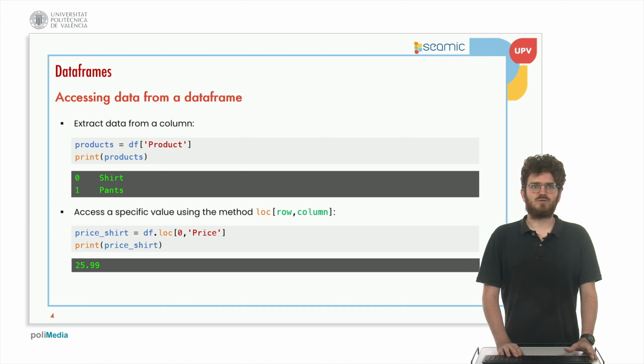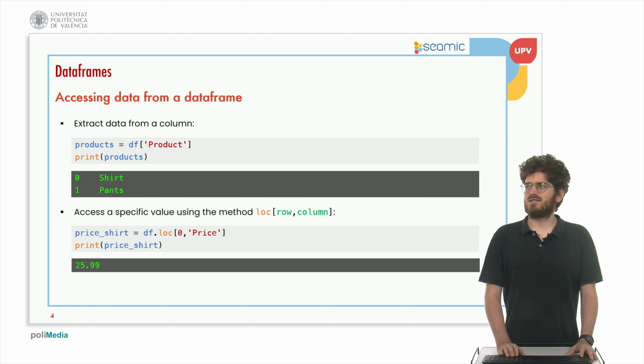We can perform many operations on the data frame, but the most important one is accessing our data. So we can use the name of the column to obtain the list of values in that column. For example, we can access the product column and save it to a variable and then print the variable, and we can see that there are two elements. The first one at index 0 is the shirt, and the second one at index 1 is the pants.